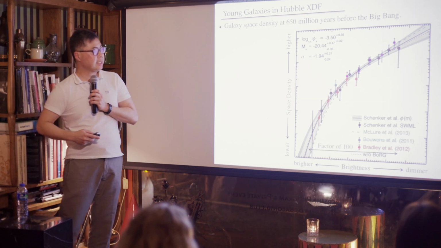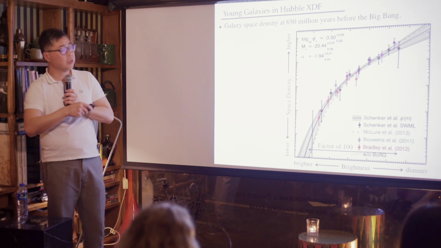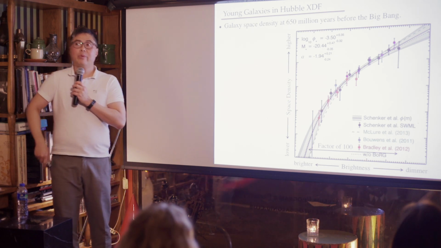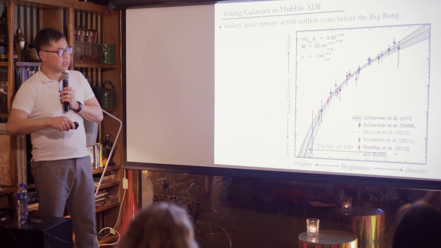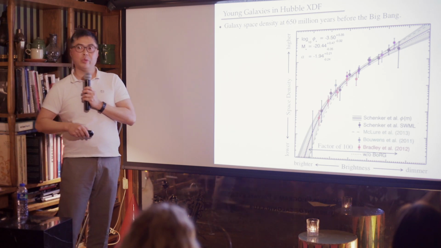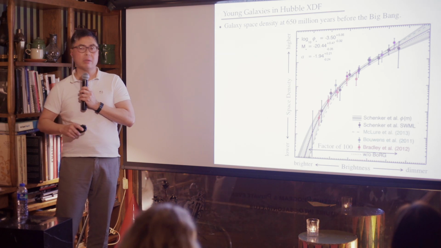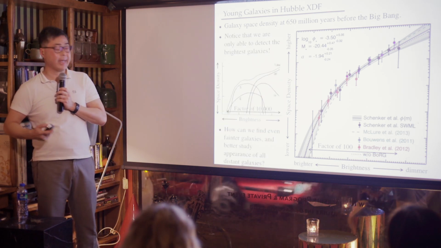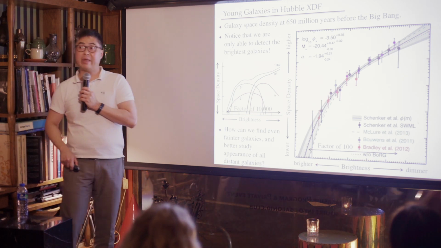Now the key here is that at this age, which is about 650 million years after the Big Bang, even with our powerful telescopes, the difference in brightness that we can see between the brightest and faintest galaxies is only about a factor of 100. Recall that in nearby galaxies, the difference between the dimmest and brightest is a factor of 10,000.